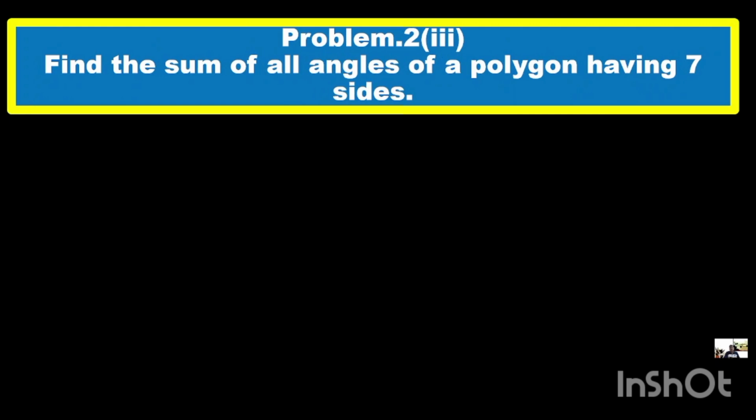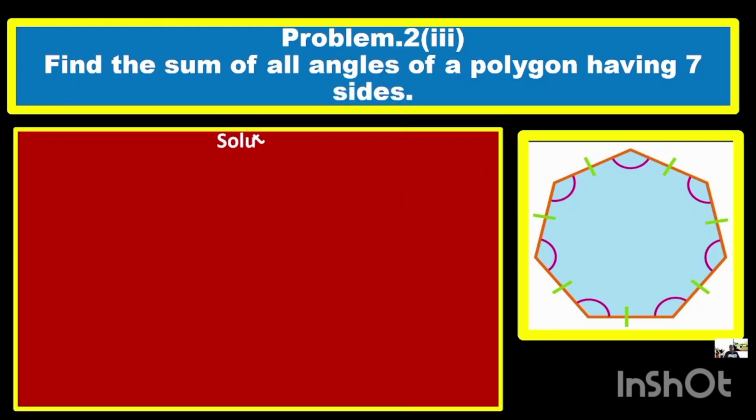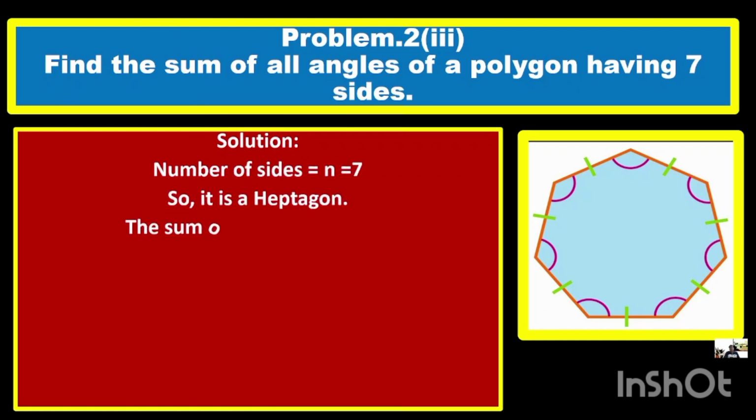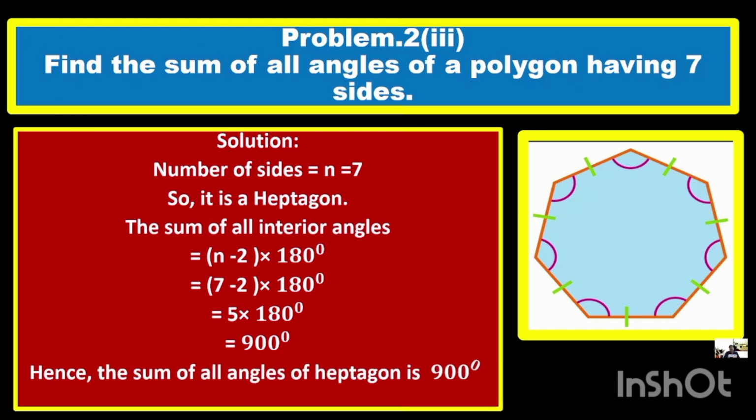Let's have another question. Find the sum of all angles of a polygon having 7 sides. Here is an interesting diagram for you. Number of sides n is equal to 7. So it is a heptagon. The sum of all angles of a heptagon is (n minus 2) into 180, (7 minus 2) into 180, which is 5 into 180, 900 degrees. Hence the sum of all angles of a heptagon is 900 degrees.